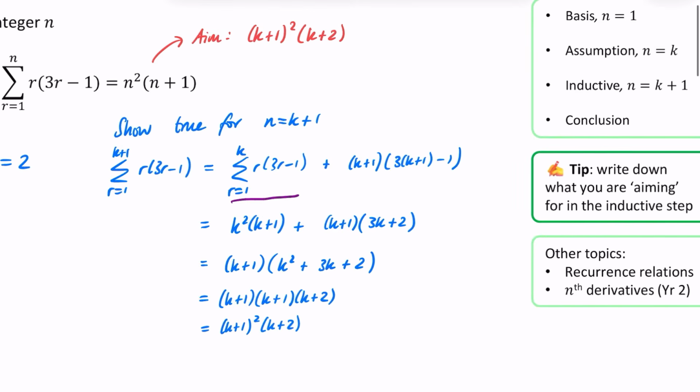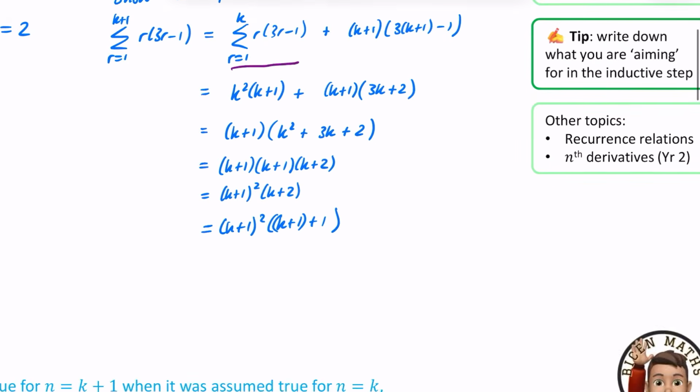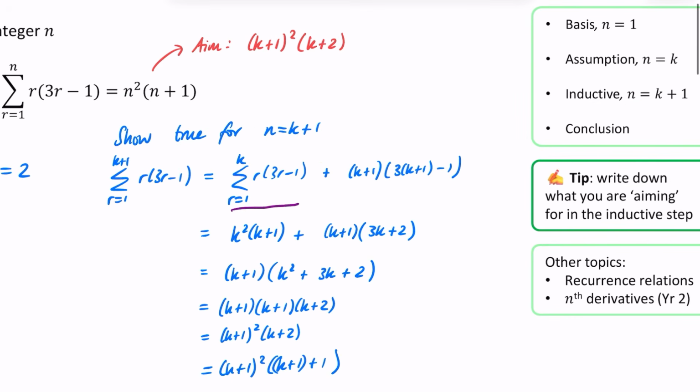If you wanted to be really fussy and make it look exactly like it was in this form here, we could write it as k plus 1 squared and then k plus 1 plus 1 to show that it's got the exact same structure where there's just that part squared and there's that extra plus 1. However, this line here I don't believe is necessary. So we've done those three things. We've done the basis, the assumption, the inductive step.